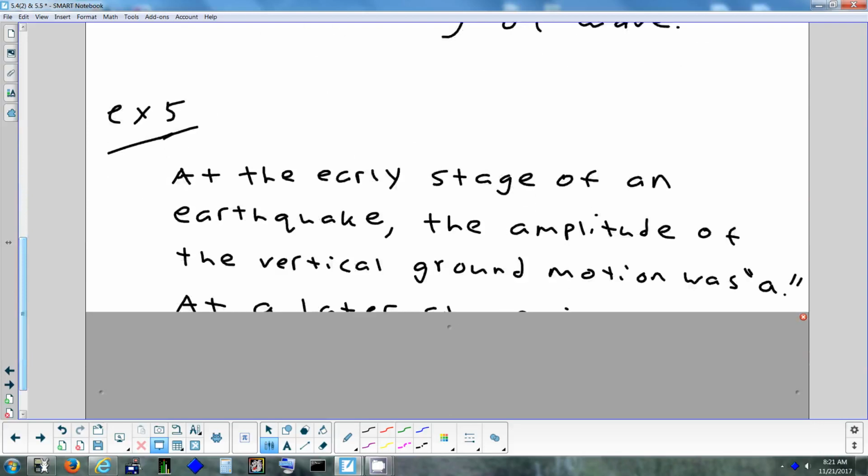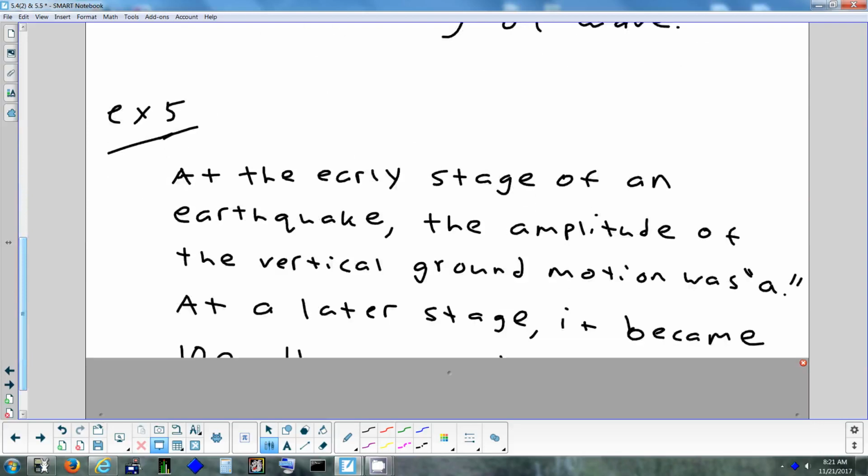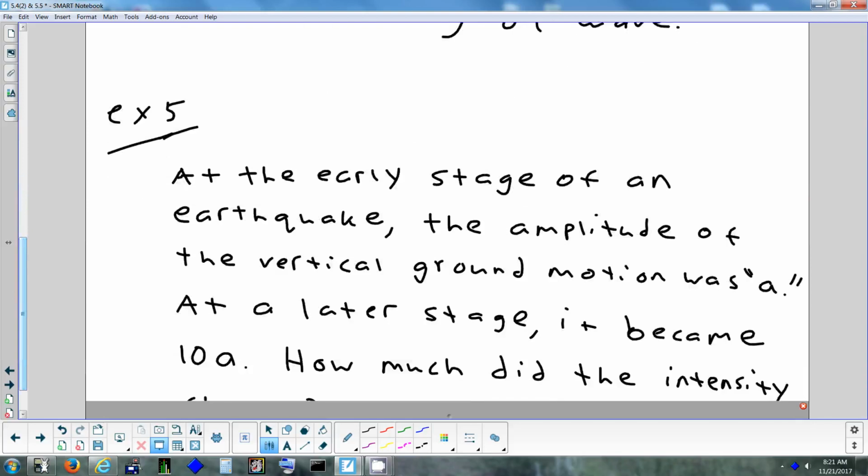Okay, so it says, at the early stage of an earthquake, the amplitude of the vertical ground motion was A. At a later stage, it became 10 times as much. I want to know the difference in intensity on the Richter scale. Everything else is going to stay equal. The period of the wave stays equal. The factor that accounts for the weakening of the wave, that stays the same.